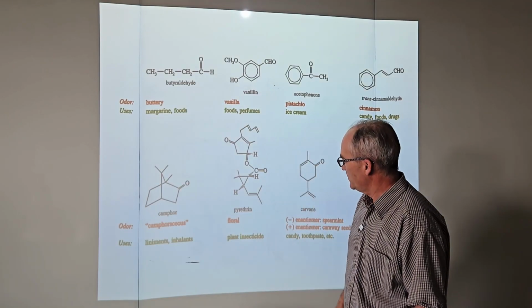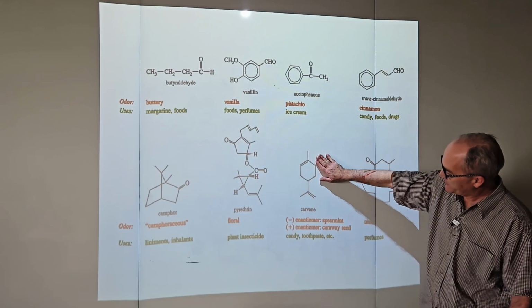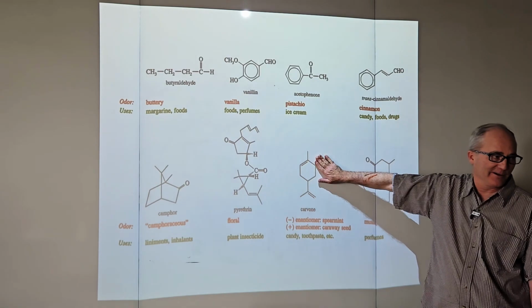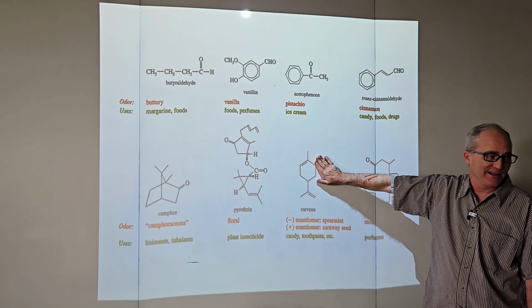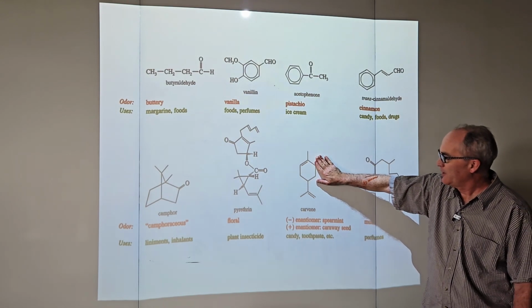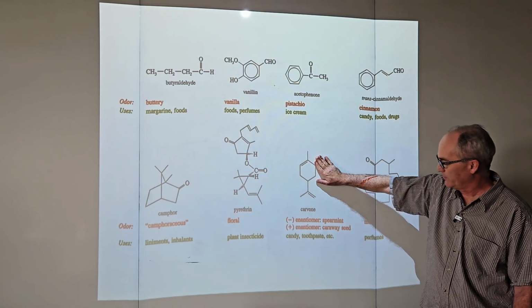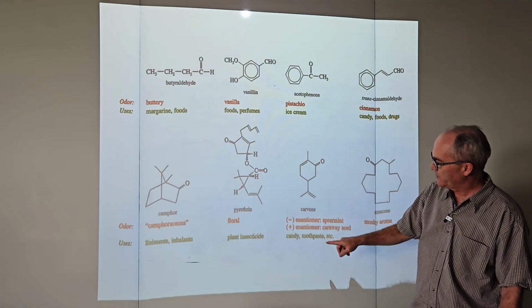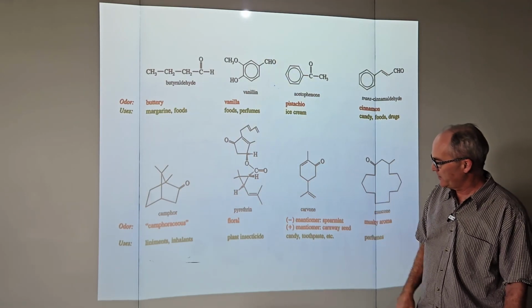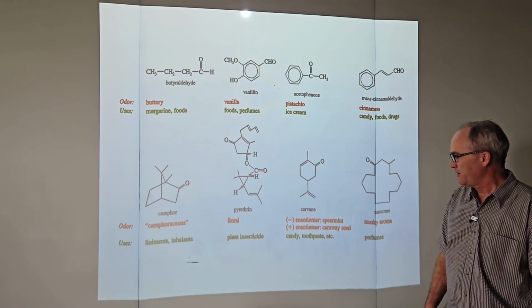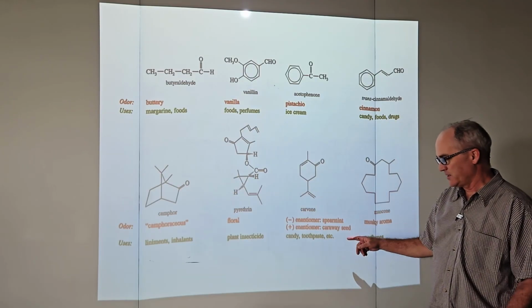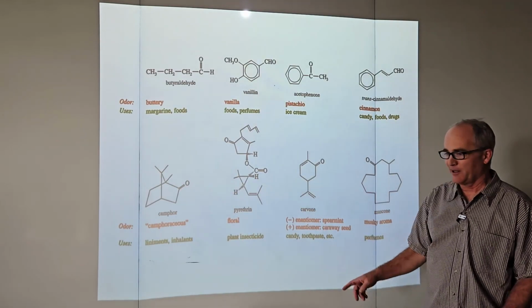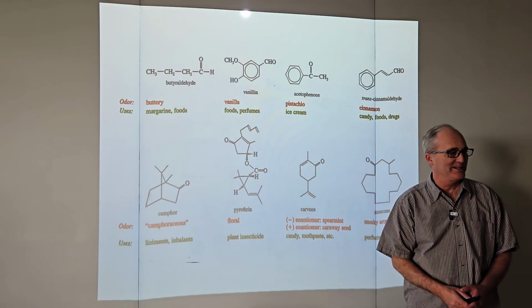Camphor, a ketone. This almost looks like, if I took that away, what would that look like? You isolate it in lab and look at the NMR of the orange peel oil. And when I look at this carbon here, I see 4 different groups. Here's an asymmetric center, and one isomer tastes like spearmint gum. The other isomer tastes like caraway seeds.